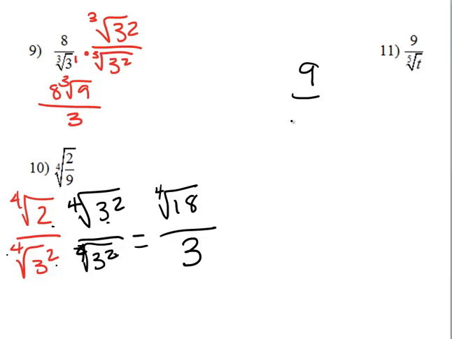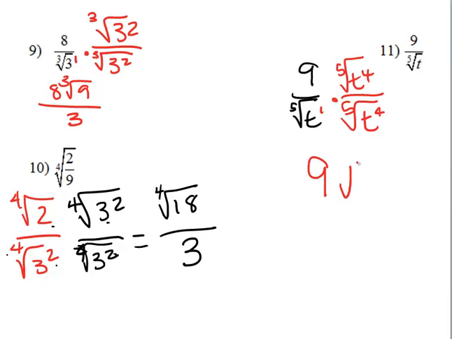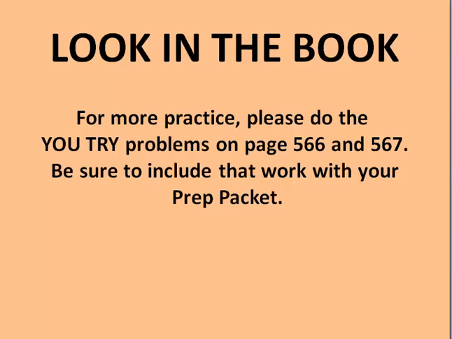Here I have 9 over the 5th root of t. And remember, that's the same sort of as t to the 1. So to make that all better, I'm going to say 5th root of t to the 4th, because 4 plus 1 makes 5. And I'll end up with 9. And then I'll have rainbows, and I'll end up with that. So that's that one.